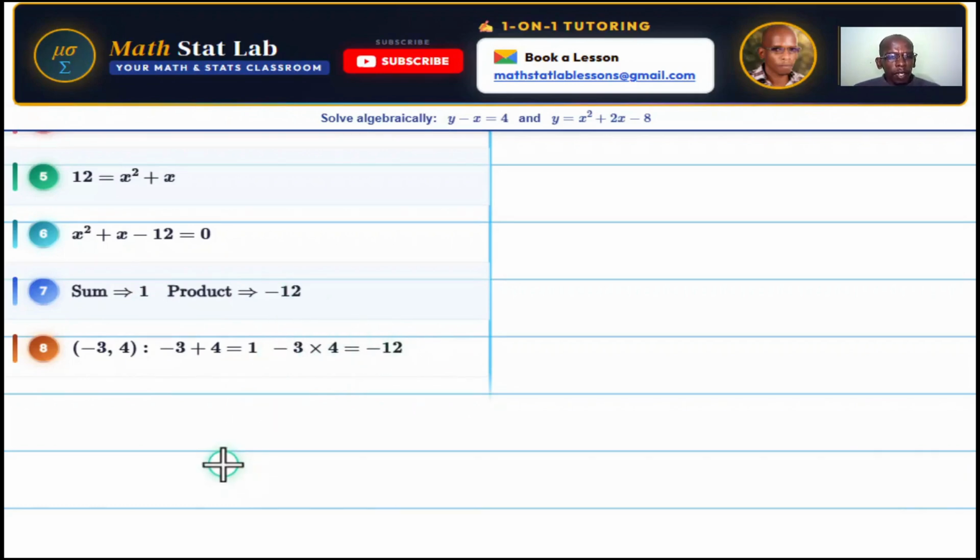So the two numbers are negative 3 and 4. And now that I have the two numbers, the next step is to write this x in terms of these two numbers.